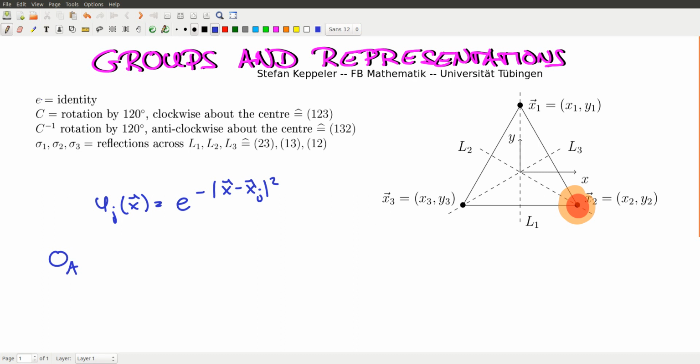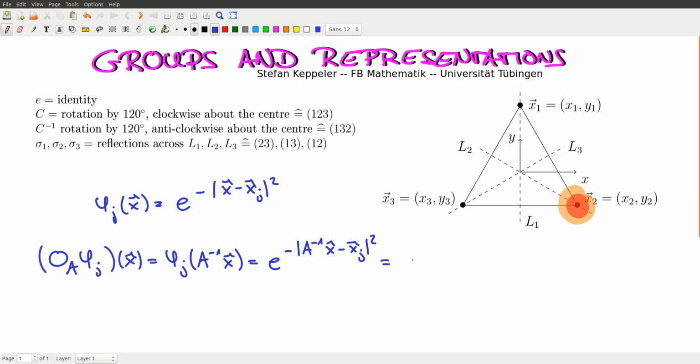So the A's are now just these group elements here. We apply these OA operators to the phi j's evaluated at x. That is, by definition, phi j evaluated at A inverse x. And now let's substitute phi j here, so it's e to the minus A inverse x minus xj mod squared. Pull out an A inverse here, so A inverse x minus, and then we need an A xj here, squared.